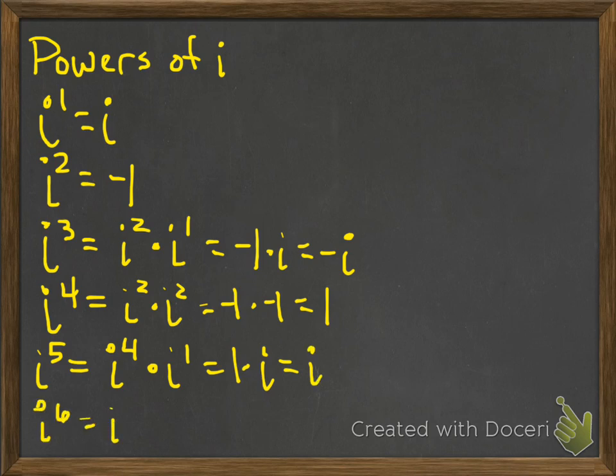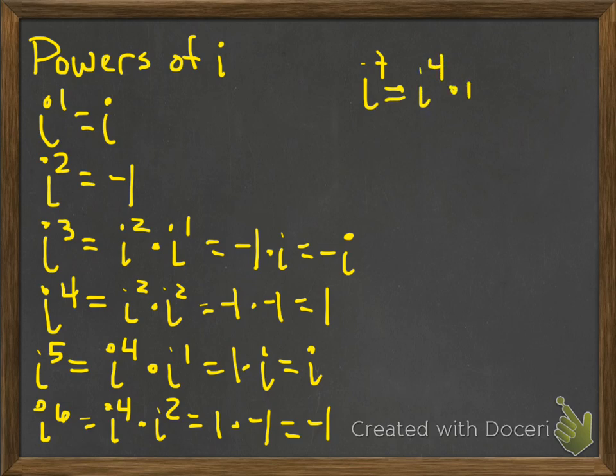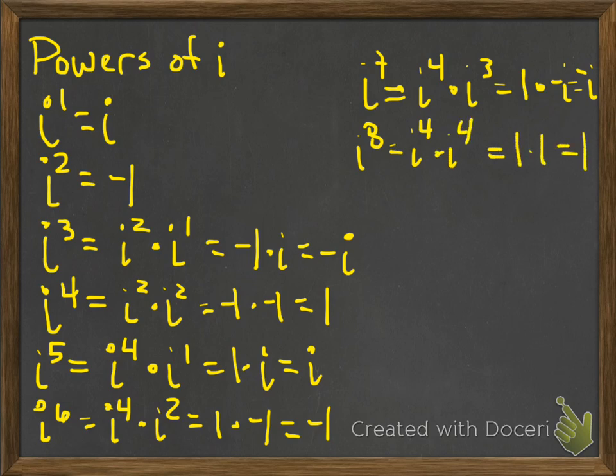i to the sixth is i to the fourth times i squared, which we now know is 1 times -1, so it'd be -1. And I'm trying to show you this so that you can hopefully see a pattern. i to the seventh is i to the fourth times i cubed, which would be -i. i to the eighth is like saying i to the fourth times i to the fourth, which would be 1 times 1, so it'd be 1. The pattern repeats every 4.